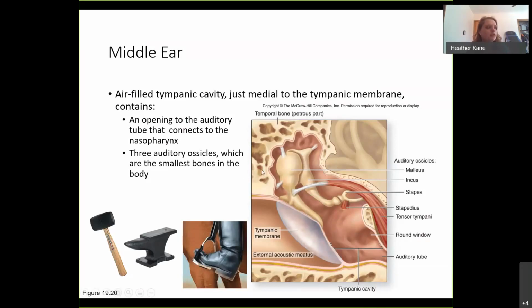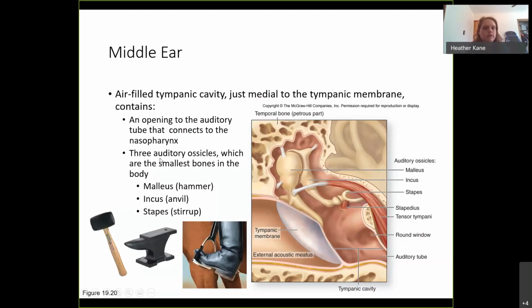So we have these three auditory ossicles. We have the malleus. The malleus is this feature right here that looks kind of like a hammer. Here's the handle, here's the hammer part. Here's the anvil right here. The anvil is called the incus, that's another word for anvil. And then we have the stirrup, which is the stapes right here. It looks just like a stirrup on a horse.